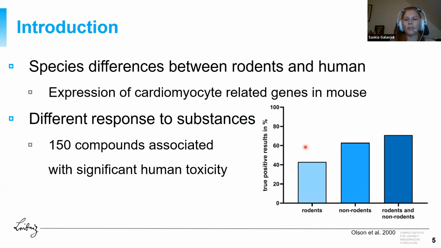And furthermore, the response to substances is different as well. For example, in this study, 150 compounds associated with significant human toxicity were tested in rodents and non-rodents, and the true positive results obtained from only rodents was about 40%. Data obtained from non-rodents led to a true positive result around 60%, and only both data combined resulted in a true positive result of 70%. Which would mean an even higher use of animals to obtain reliable data. And these results underline the need for alternative human-based in vitro methods.